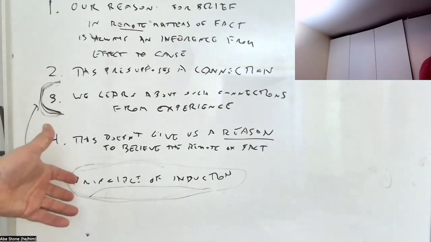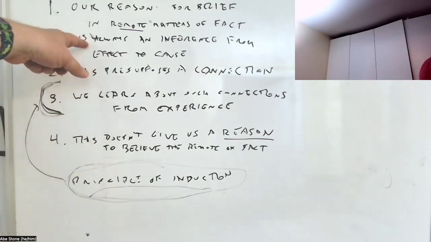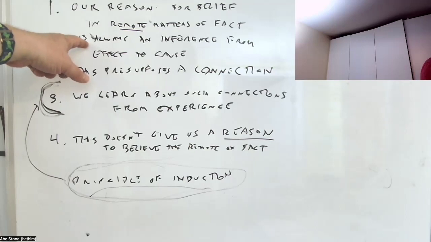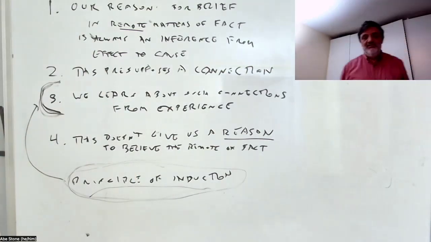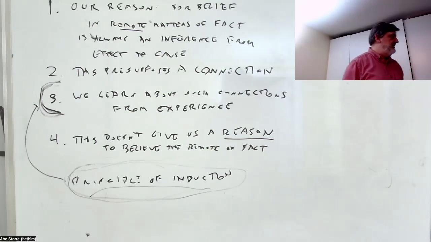And obviously that won't work, right? Because the inferences from effect to cause are supposed to all be backed up by this principle. So we can't have derived the principle itself by an inference from effect to cause. That is, this principle can't be empirical.